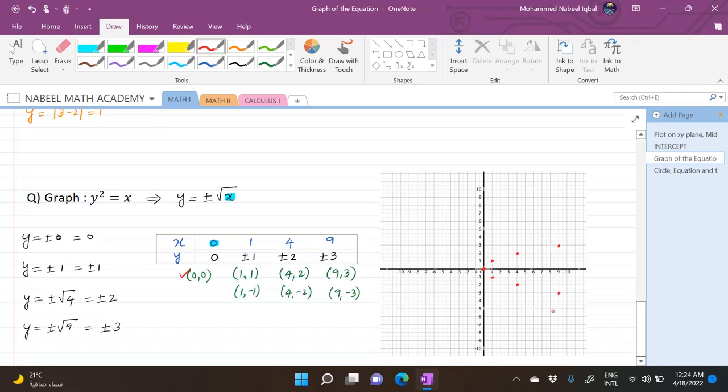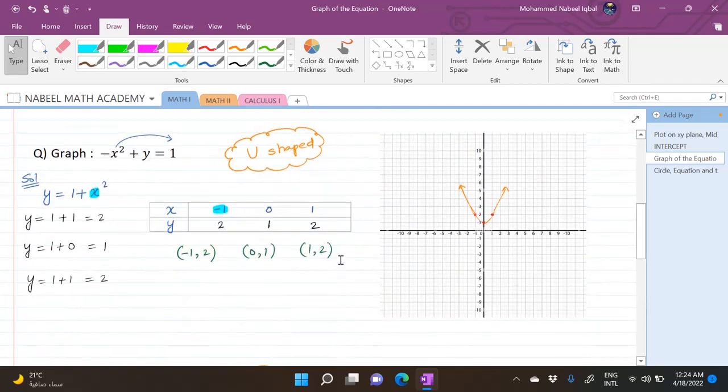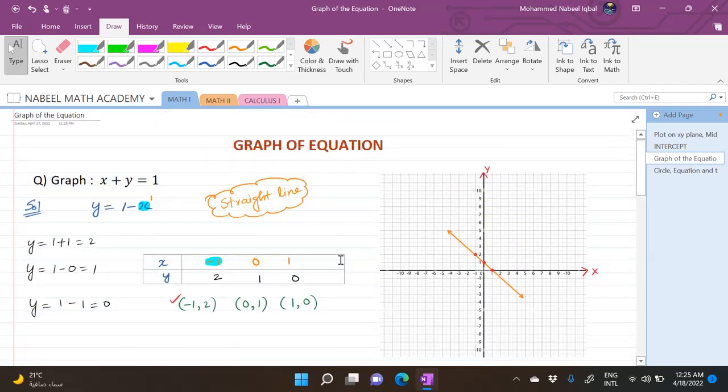So this is a U-shaped curve. If you see this one, this is actually a U-shaped curve. Why? Because you have a square. If you have a square, that's why it is a U-shaped curve. So this video is completed. We have discussed in this video the different types of graphs of equations.